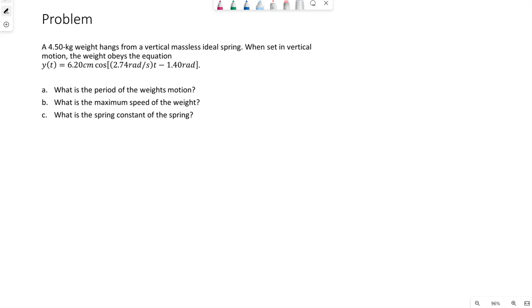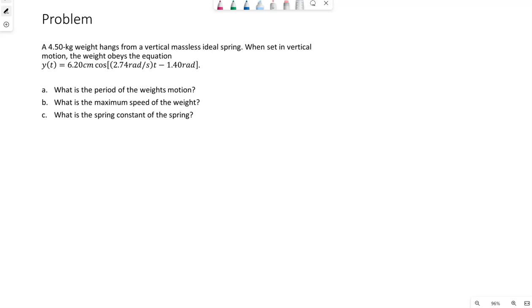Our example problem here, we have a 4.5 kilogram weight. It hangs from a vertical massless ideal spring. When set in vertical motion, the weight obeys the equation y of t equals 6.2 centimeters times the cosine of 2.74 radians per second times time minus 1.4 radians. So we want to find three things here.